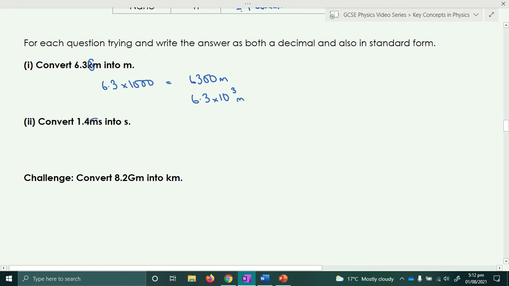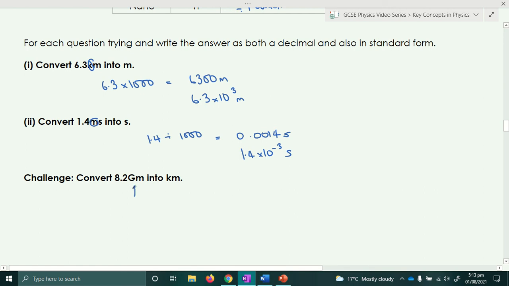This one we can see has got a milli, so that's not meters, it's to the left of a unit, so that's a prefix. So that's 1.4, and it's telling us to divide by 1,000. So that's going to be 0.0014 when we type that into our calculator, or we could write that as 1.4 times 10 to the minus 3 seconds.